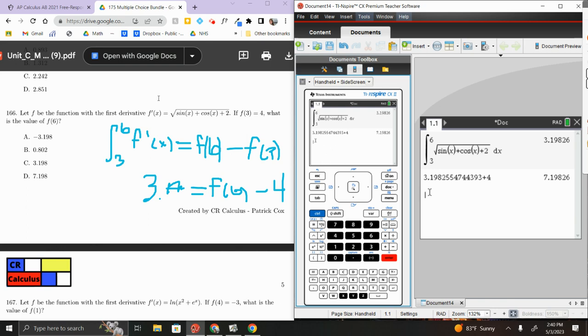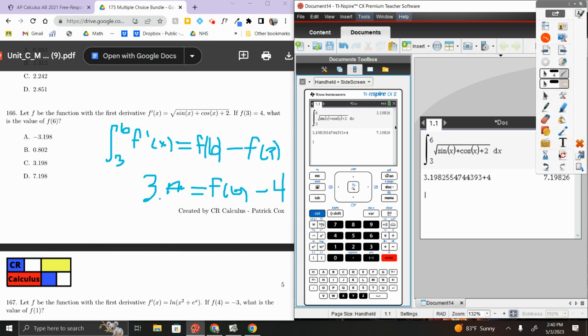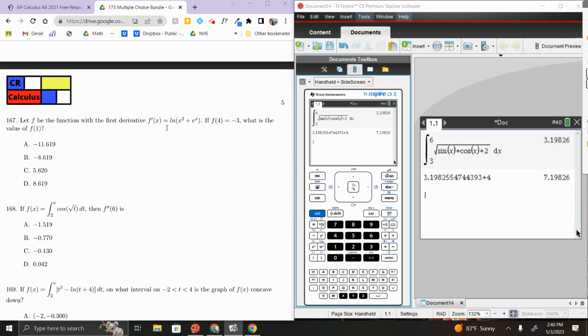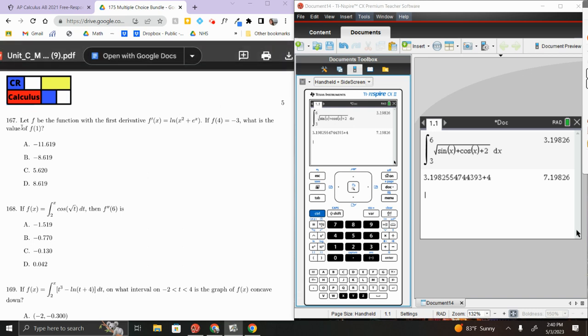When you're going to use this method, you should always be given a derivative, a point, and you're looking for another point. Same thing for this one. I'm not going to write it out just to save us all time. We have a derivative, a point. We're looking for another point.